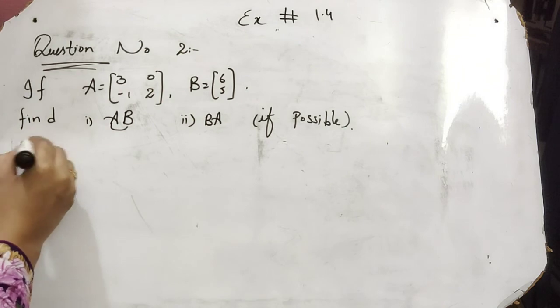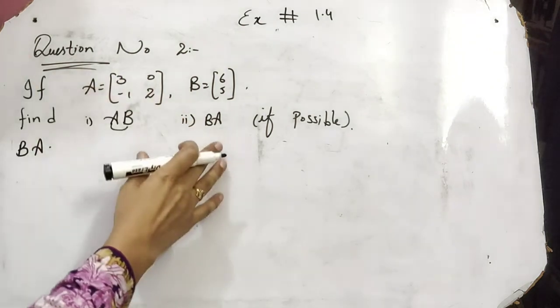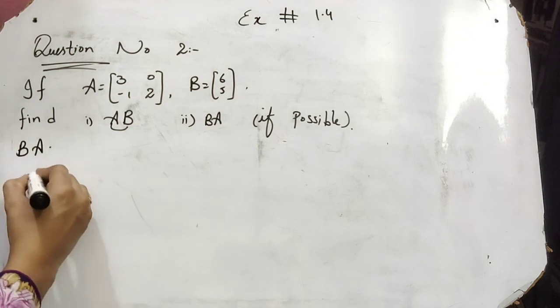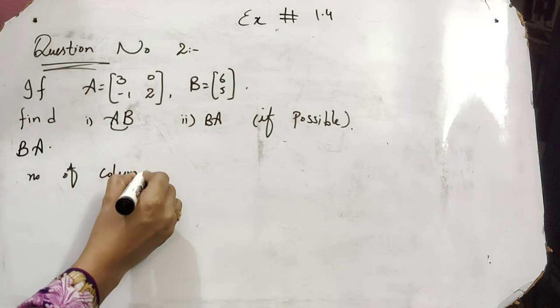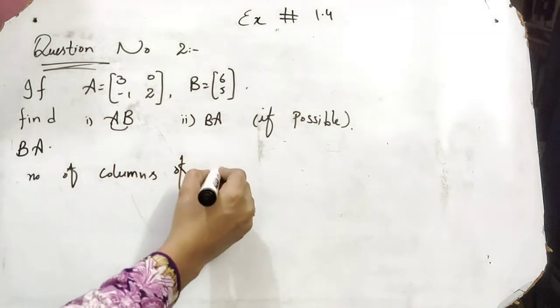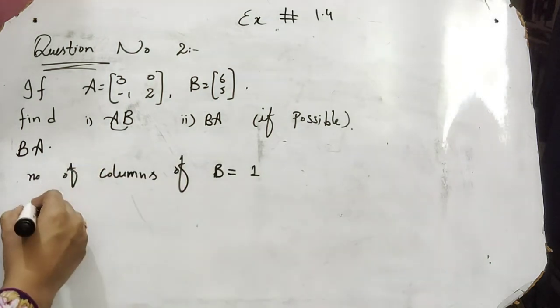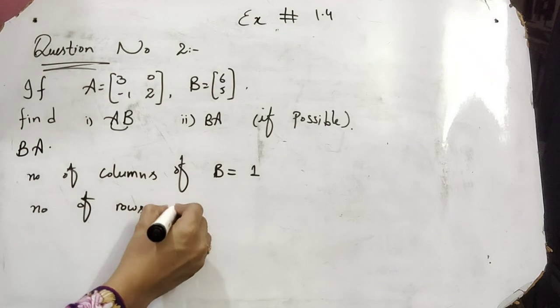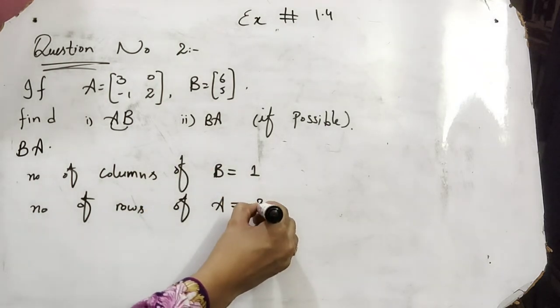We find B of A. So to find the product of matrix B and matrix A, we should know that the number of columns of B is equal to 1, and the number of rows of A is equal to 2.